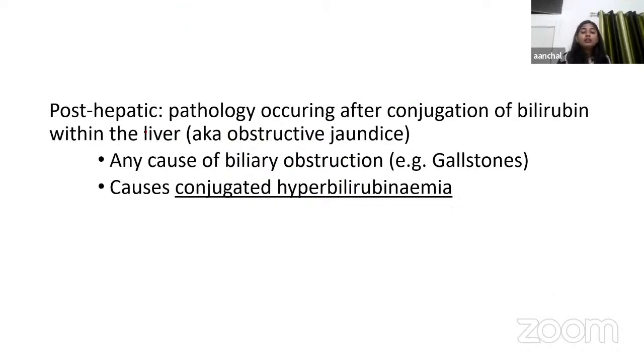Now the third, we have post-hepatic pathology, occurring after conjugation of bilirubin within the liver. That is called obstructive jaundice, and it is caused by any biliary obstruction, for example the presence of a gallstone, and there will be an increase in the conjugated bilirubin inside the blood.